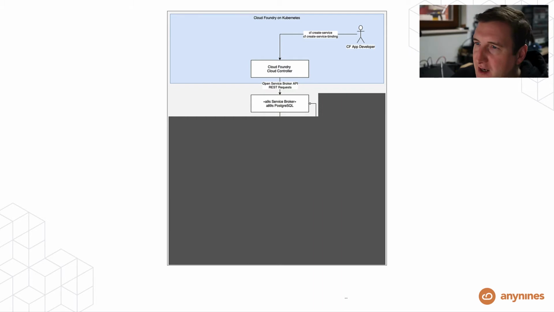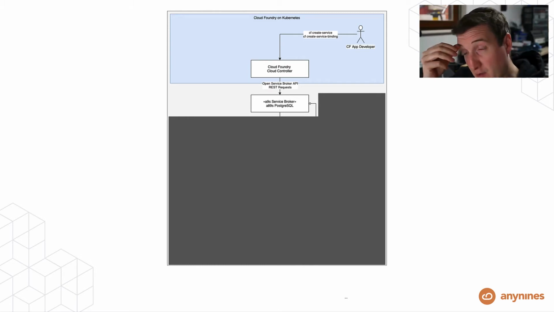Now, in that architectural draft we're going to develop throughout the talk, you can see that the application developer can use services from that marketplace and invoke the create service command or create service binding command respectively, which will then be communicated to Cloud Foundry's Cloud Controller, where the endpoint of the Cloud Foundry API is made up. The Cloud Controller in turn talks to the service broker.